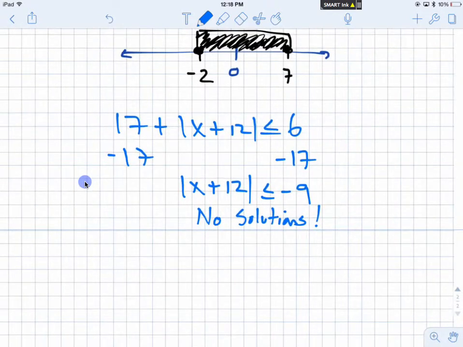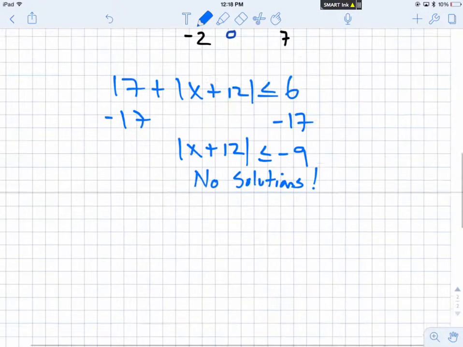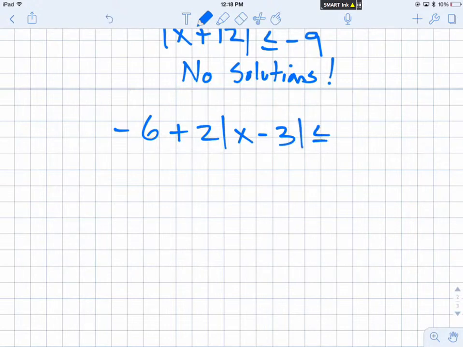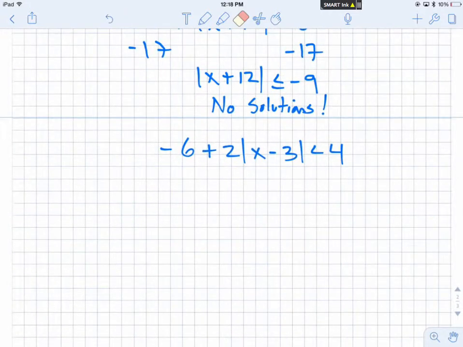Okay, let's have you try one on your own now. Why don't you try to solve the inequality negative 6 plus 2 times the absolute value of the quantity x minus 3 is less than or equal to 4. You know what? Let's make this less than 4, just less than 4. So when you pause the video, give that guy a try, and when you're done, unpause the video. Let's see what happened.